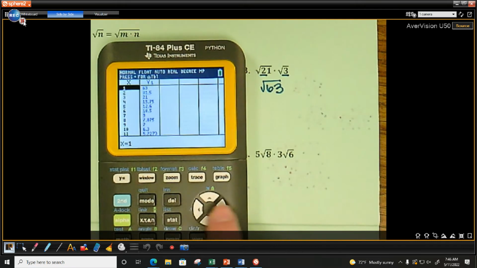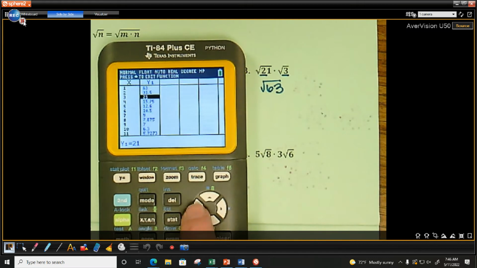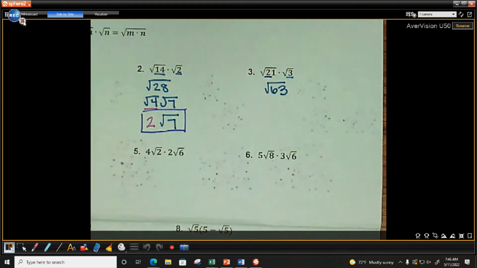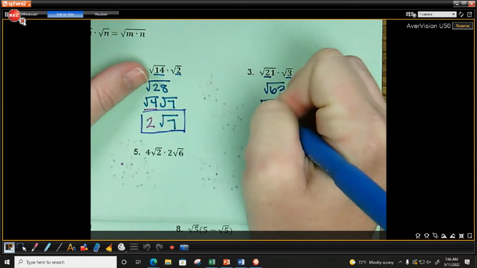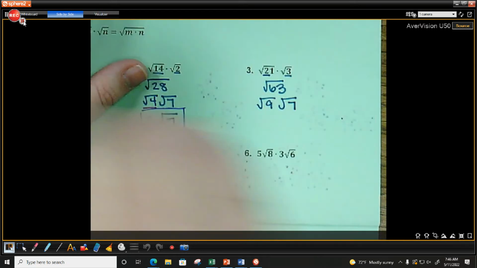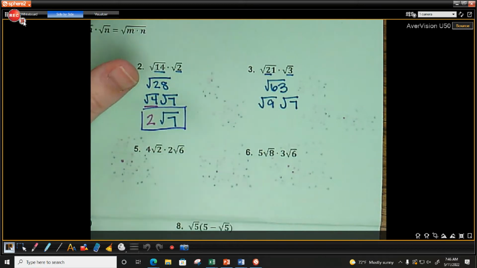1 and 63, not on the list. Skip because it's a decimal. 3 and 21, neither on the list. Skip, skip, skip because those are all decimals. 9 and 7. 9 is on my list. And 9 is paired with 7, which is prime, so I know I can't simplify further.